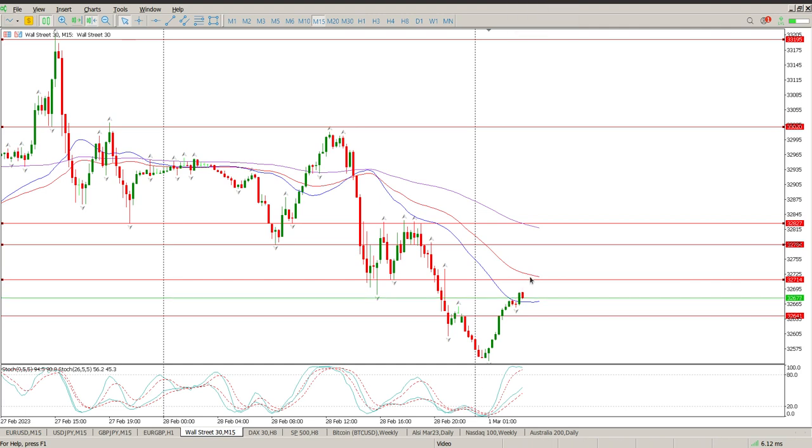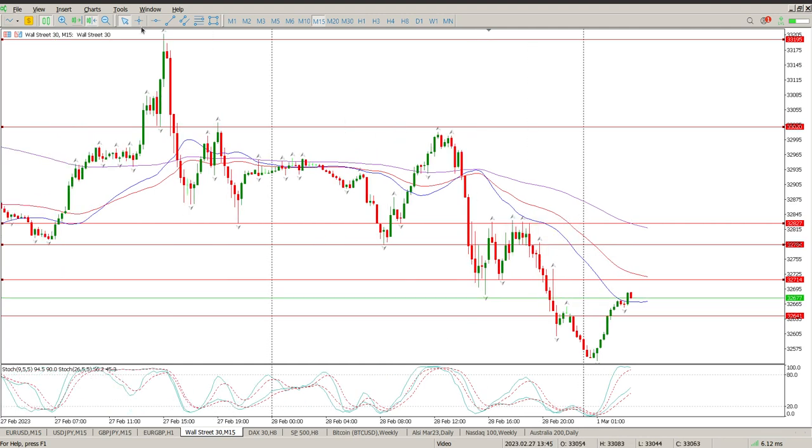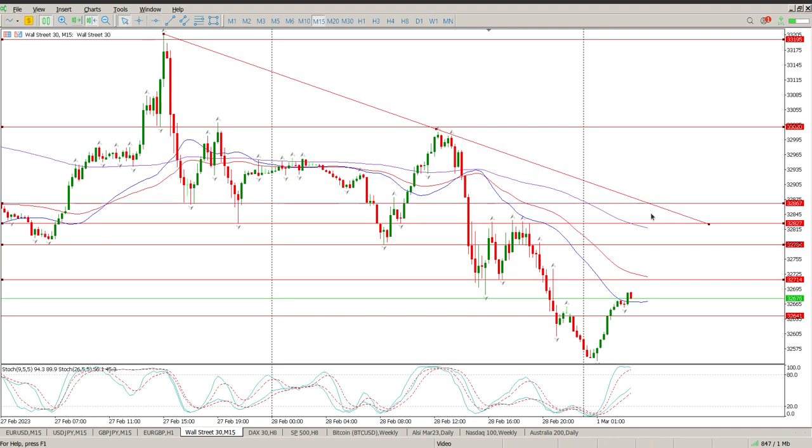So the structure is going to be 32,714. If we get through that, then we're looking at this area here, 32,784. You might as well just draw in this trend line, okay? Because with the volatility that's been in the market at the moment, it's very possible that you start getting up into this area as well. So there's one area, 32,868. There's another one, 32,827.